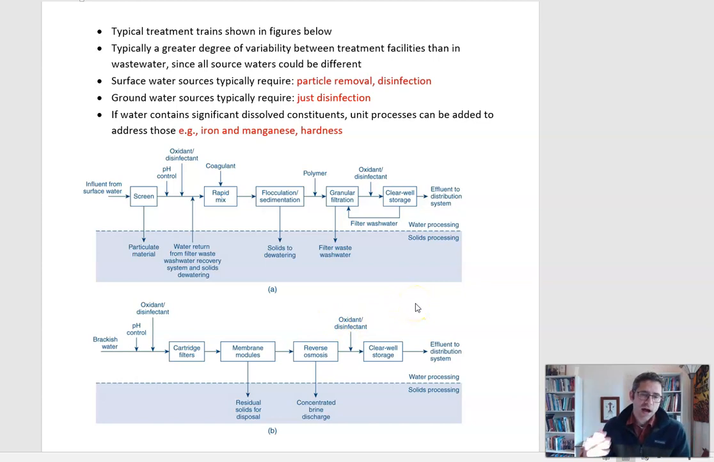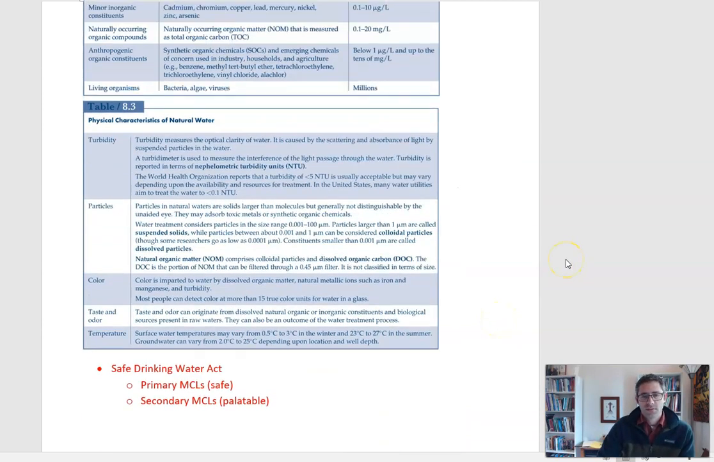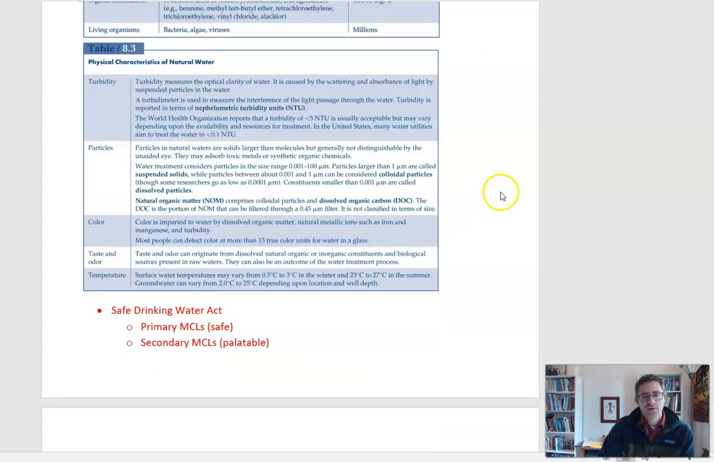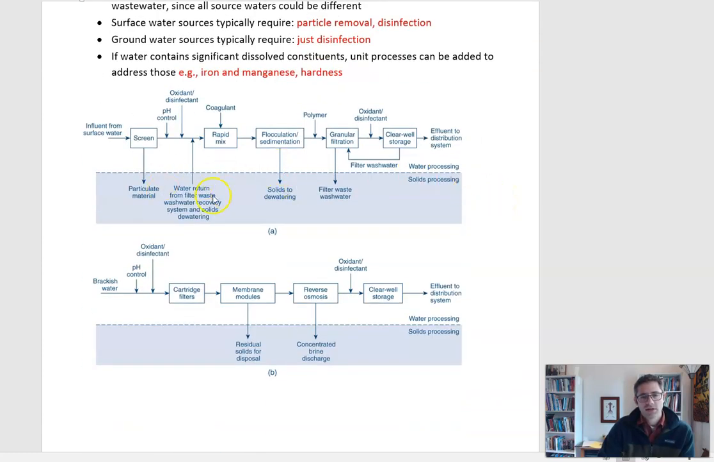So for very, very high quality drinking water, if it's required to bring the water up to a very high quality, or if it's desalination, you would need a membrane facility for extremely high quality water. And that can also remove, if you're using things like reverse osmosis, some of these anthropogenic organic constituents which wouldn't typically be removed to a very high degree in a process like this one.